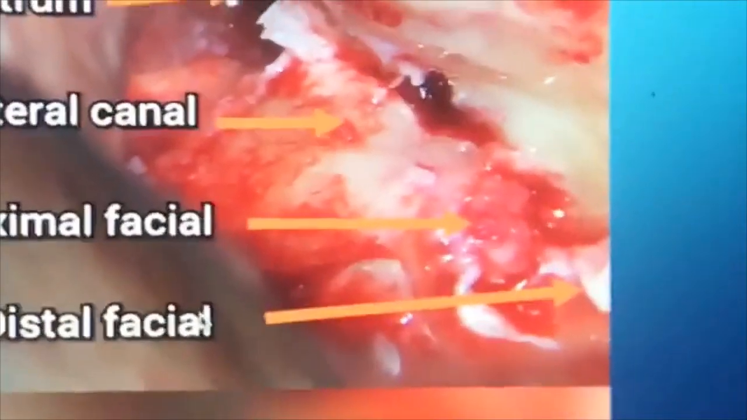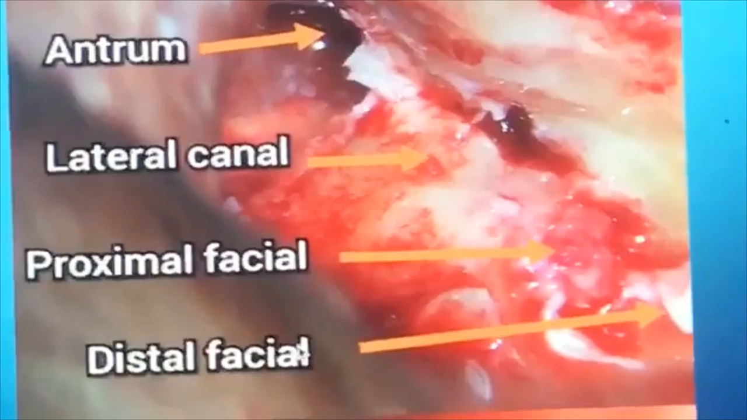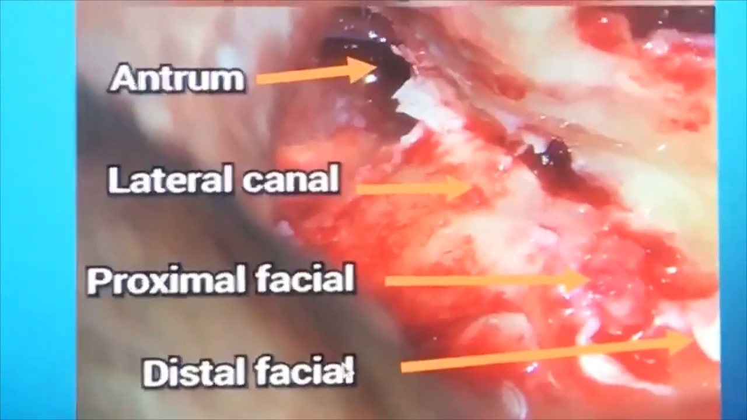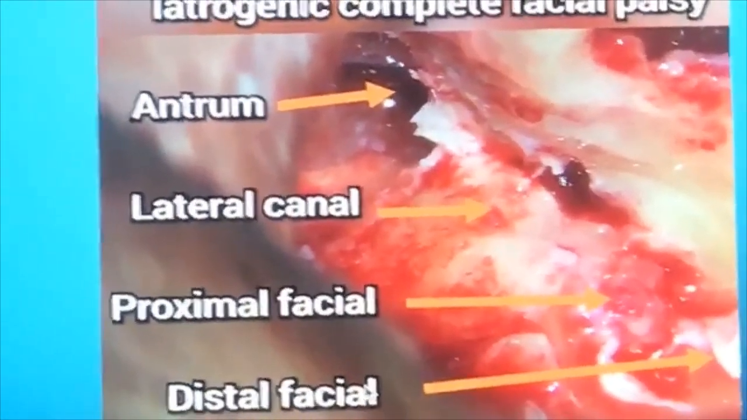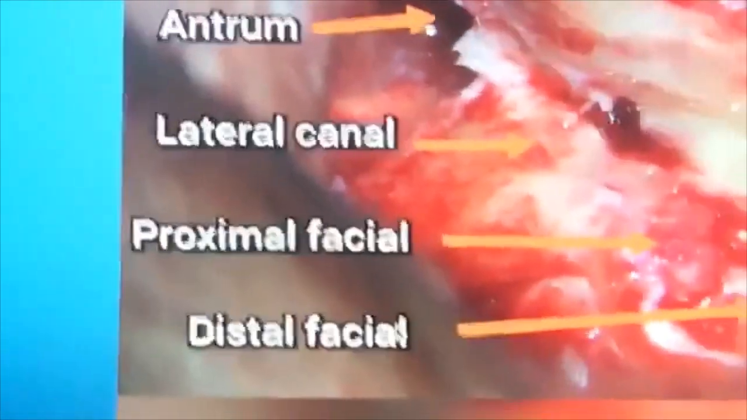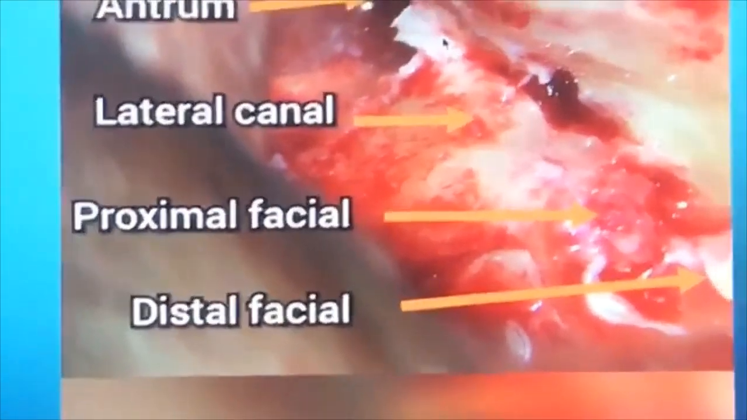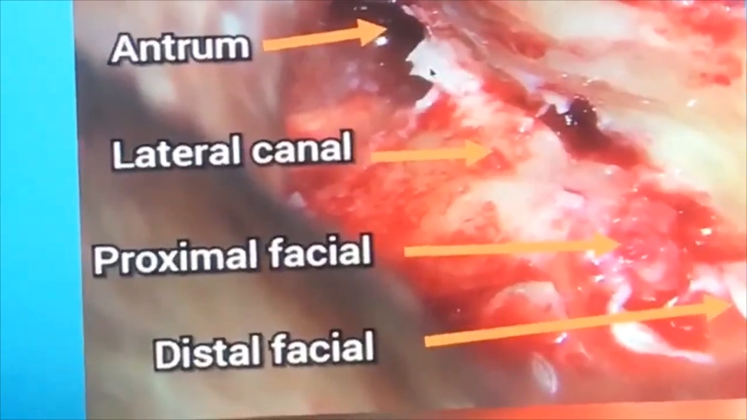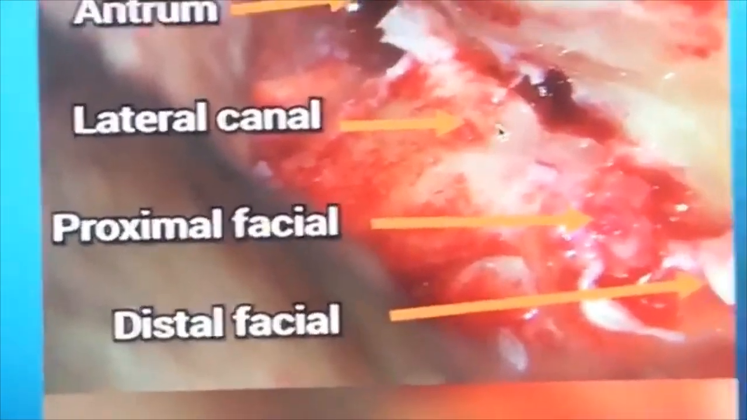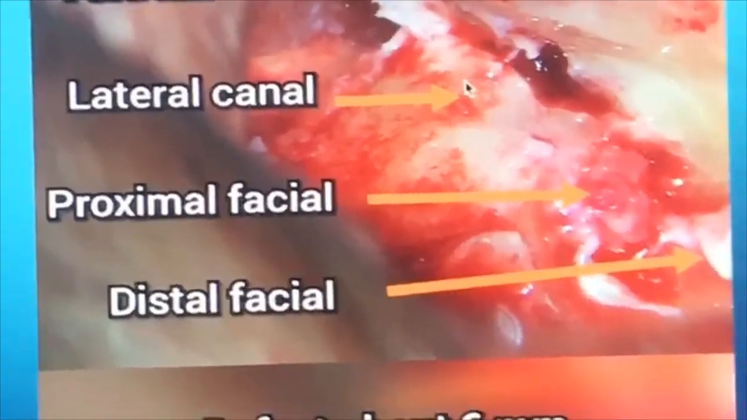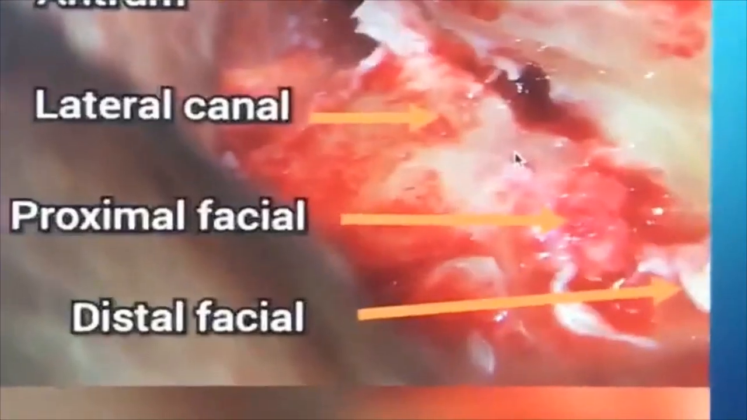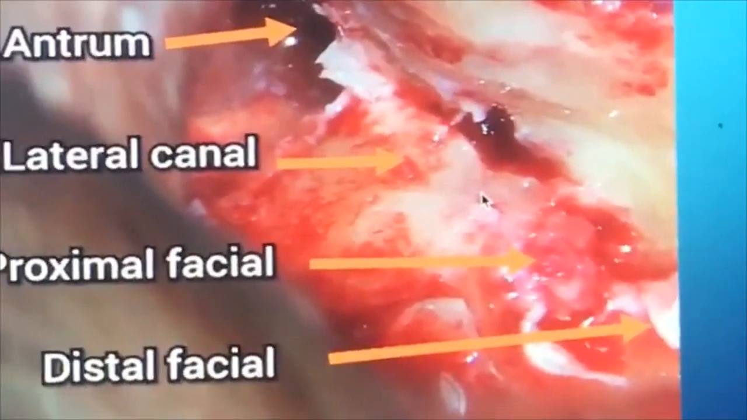Here is the point, the mastoid. The mastoid, after being opened, we find here the arrows show, the first arrow up shows the antrum, and the second arrow shows the lateral canal prominence, and this white part is the short process of the incus with some tympanosclerotic patches. Here, the cut end of the facial just below its second genu, and here the lower end, the distal end of the facial nerve at its vertical segment.